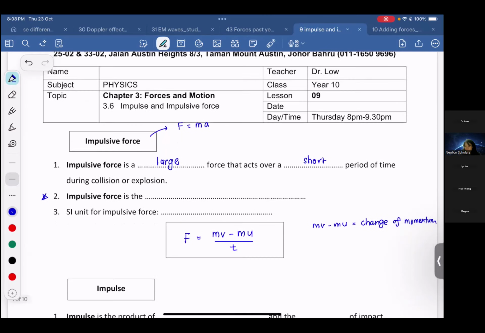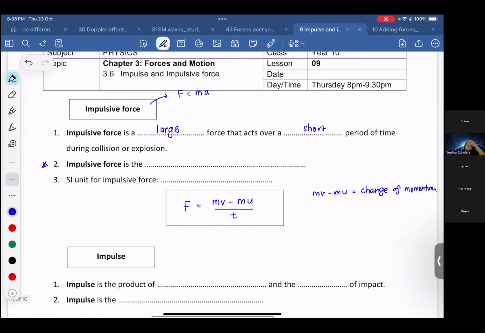How we define impulsive force is the same thing. Change of momentum per unit time, so we say the rate of change of momentum. You have to know what each symbol represents. m represents your mass, v represents your final velocity, u is initial velocity, and t represents your time.